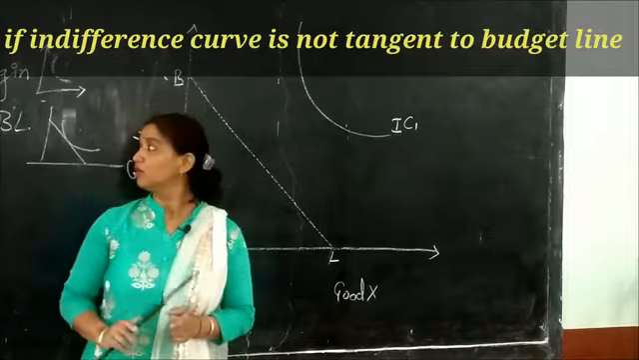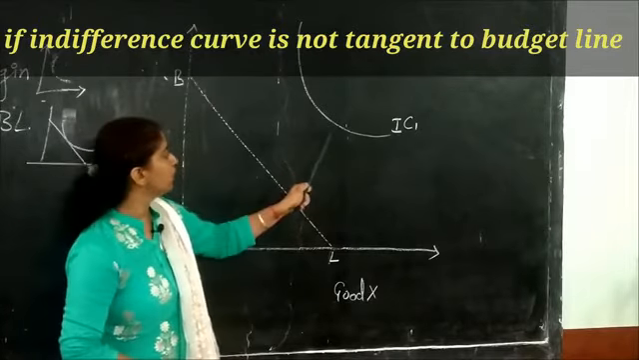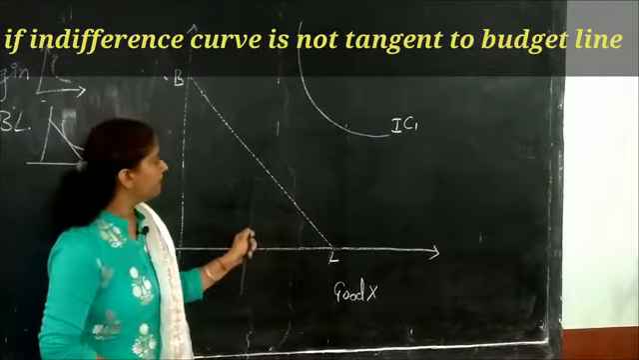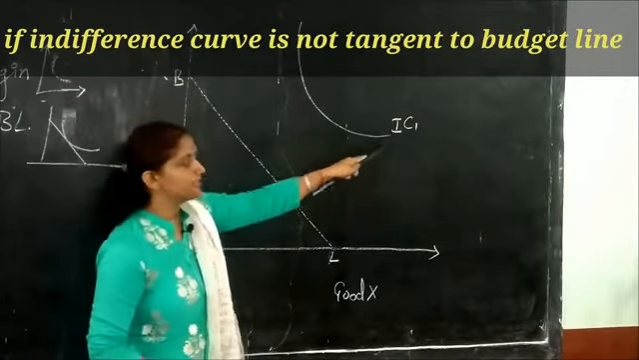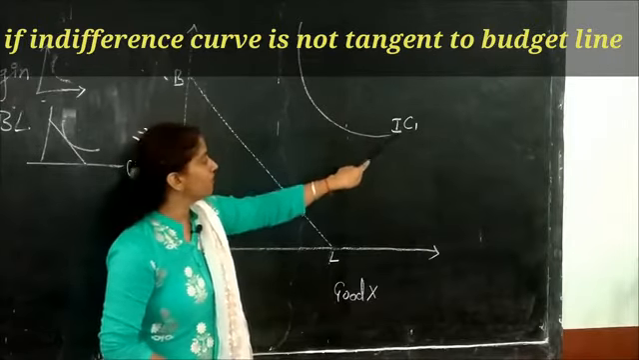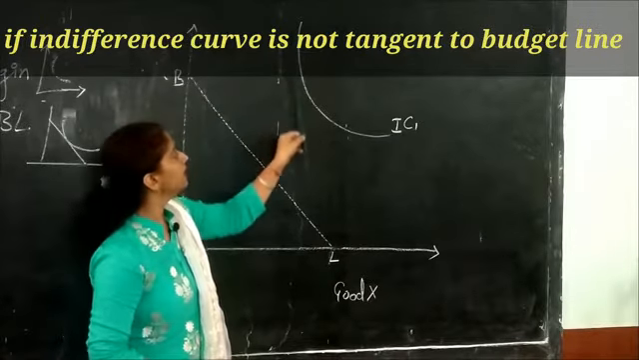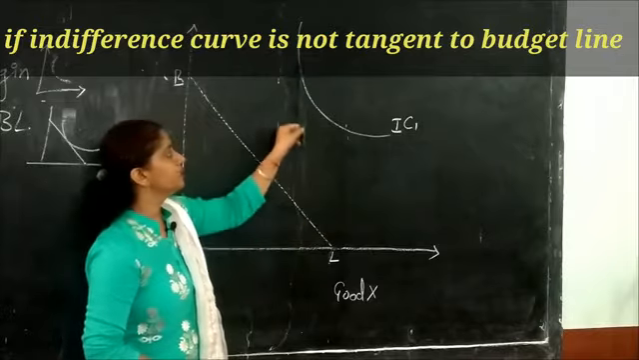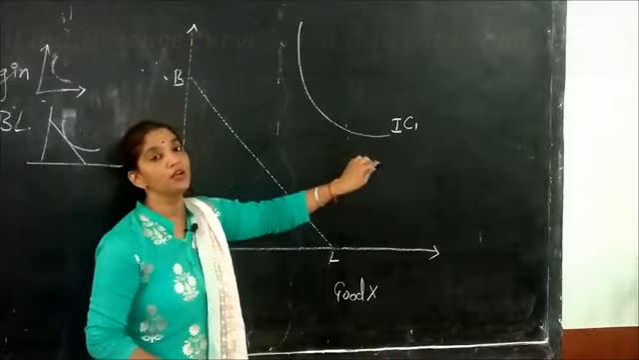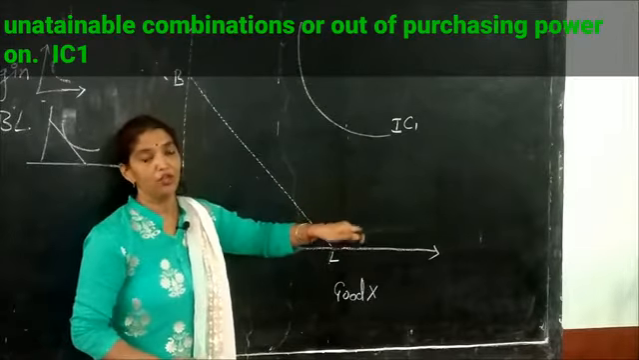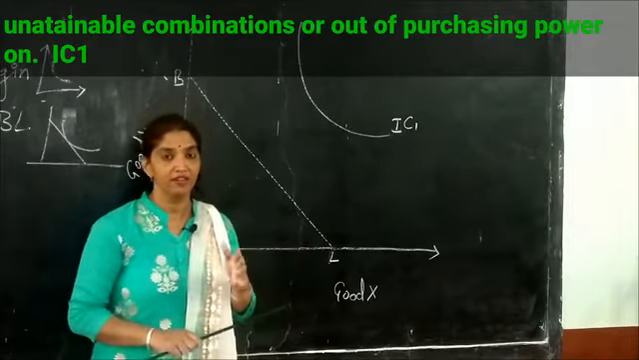But the second condition is not fulfilled in this graph. Second condition is about the tangency of indifference curve and budget line. The IC is not tangent to the budget line. Even it is beyond the budget line. If any combinations lying on the indifference curve are lying above the budget line, it means all those combinations which are lying on IC1 are not attainable, not feasible, and those combinations can't be purchased by the consumer within his given income.